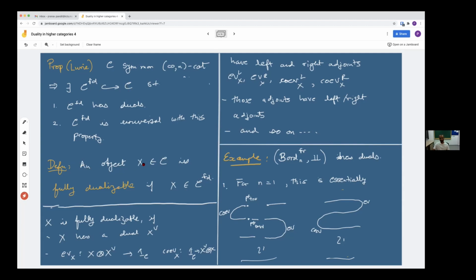And we're going to say an object X in C is fully dualizable if it actually lands inside this C^FD, if it lives inside this C^FD. Okay, that's clearly a lot of stuff in that definition. So what does it actually mean?